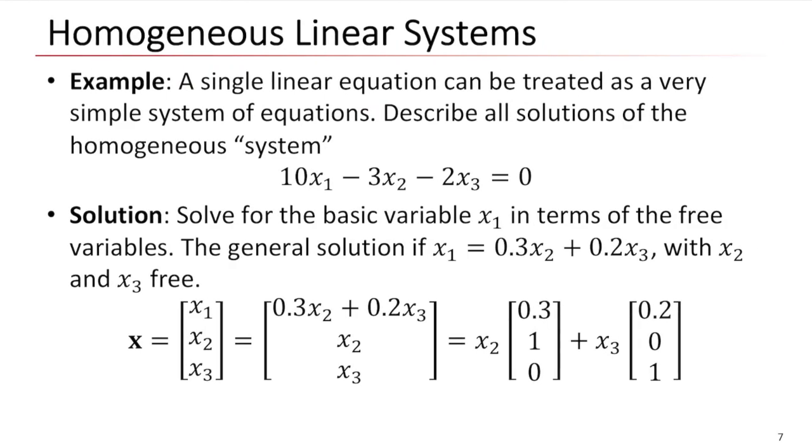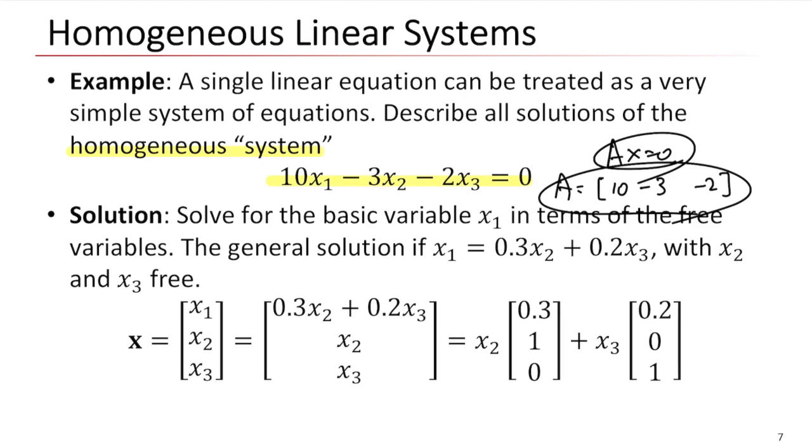Here is one more example. Okay, let's say here is a very simple linear system with a single equation. Anyway, this is still a homogeneous system because this can be represented as Ax equals b, right? In this case, A is just 1, 0, 3... Anyway, this is a homogeneous system. Then describe the whole solution of the homogeneous system. Okay, how can we do that?